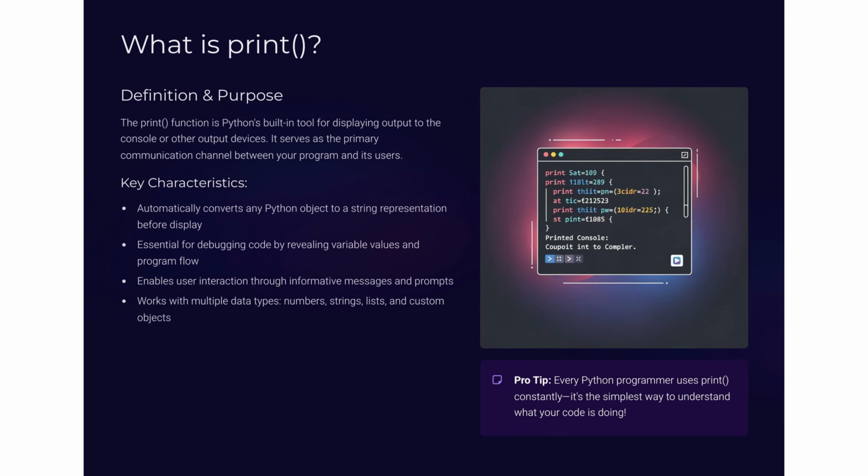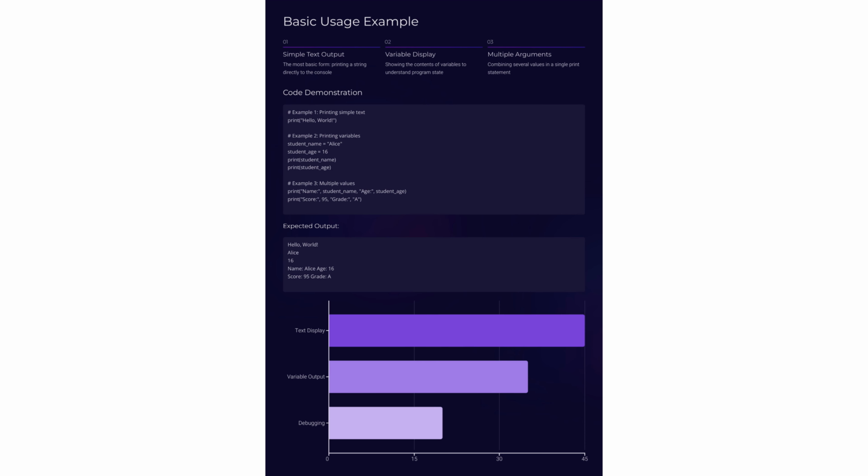Every Python programmer relies on print to understand code behavior. Printing a string directly to the console is the simplest form of output. Displaying variable contents helps understand program state. Combining multiple values in a single print statement is efficient.